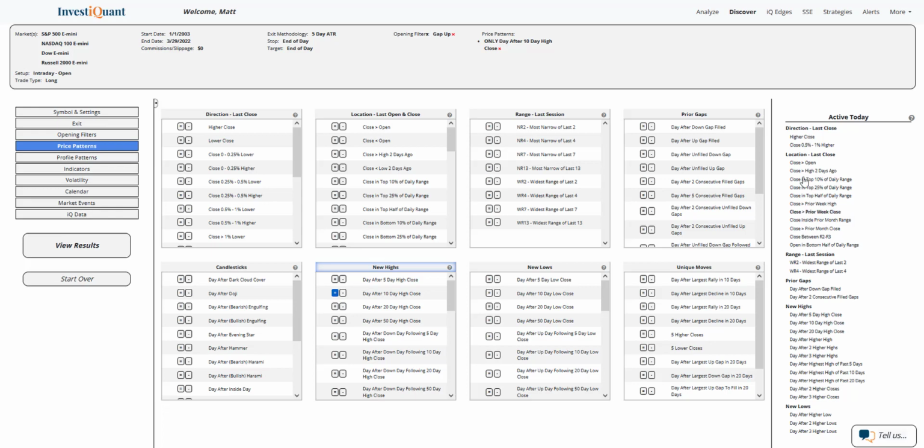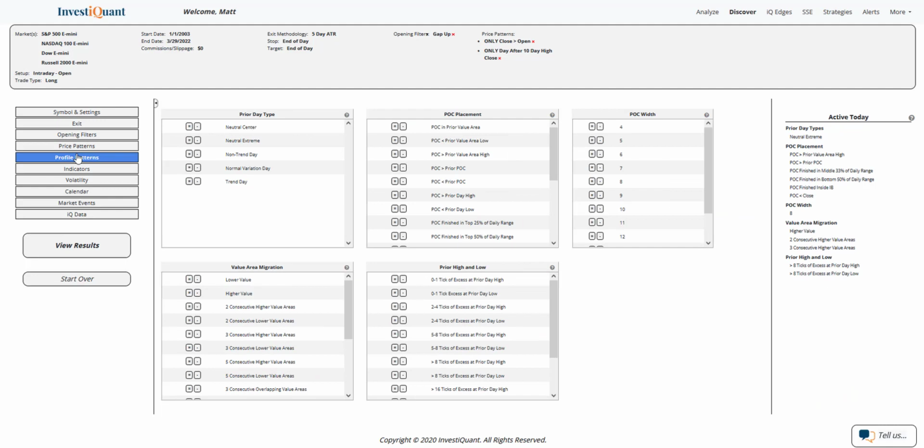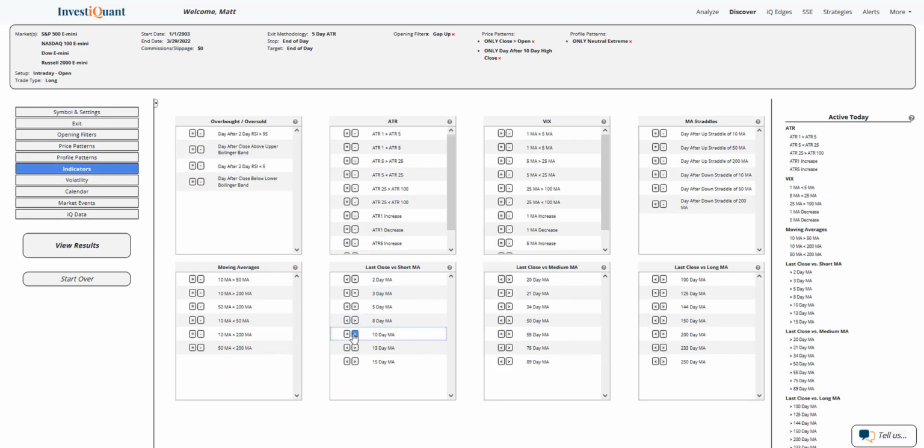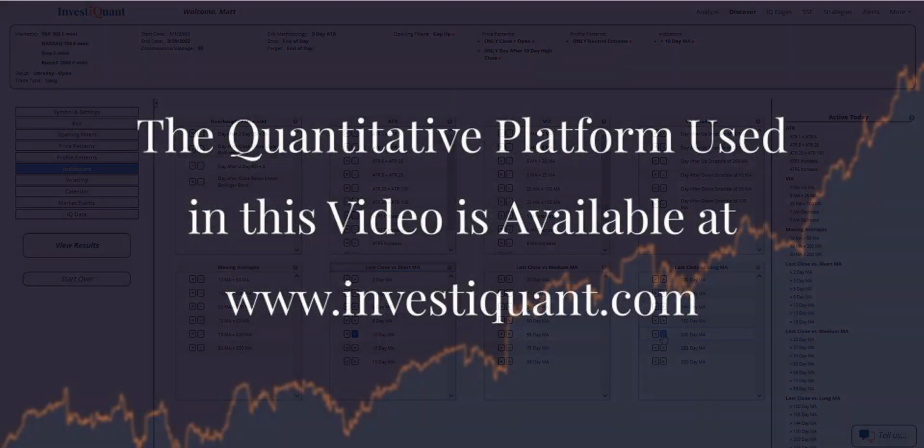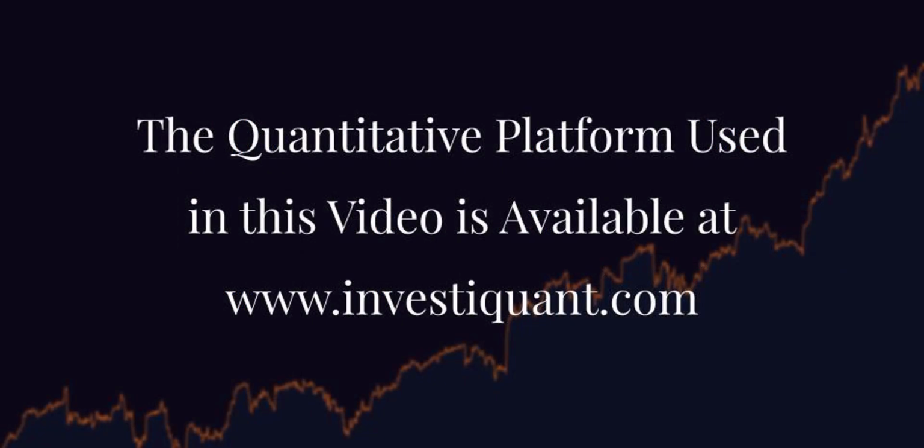I'm also going to say yesterday closed above the open, and that's important for the neutral extreme pattern to say that it was neutral extreme up. I need to add that. Next I'm going to go to profile patterns and grab that neutral extreme day from the Active Today, the top option. That combined with the close above the open makes it a neutral extreme up day. And lastly, I'm going to go to the indicators library and put us above a 10 and 200 day simple moving average, and then click view results.